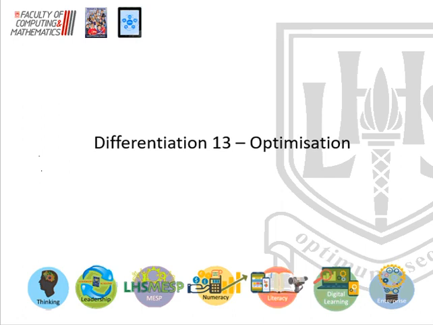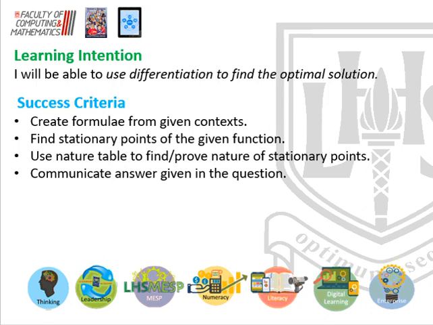Okay, so there's going to be 4 different parts to the success criteria for optimisation. Being able to use differentiation to find an optimal solution, being able to create a formula for a given context, being able to find the stationary points of a given function, being able to use the nature table to find and prove the nature of the stationary points, and then being able to communicate your answer given in the question.